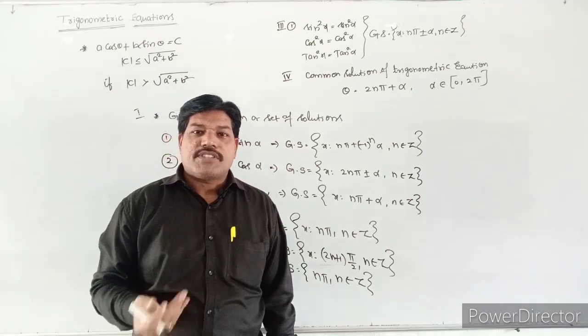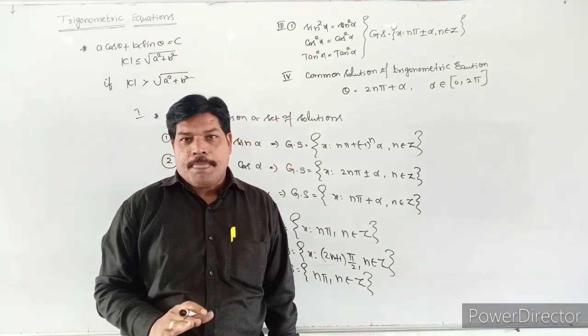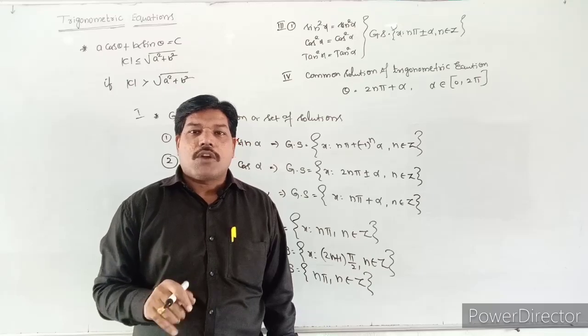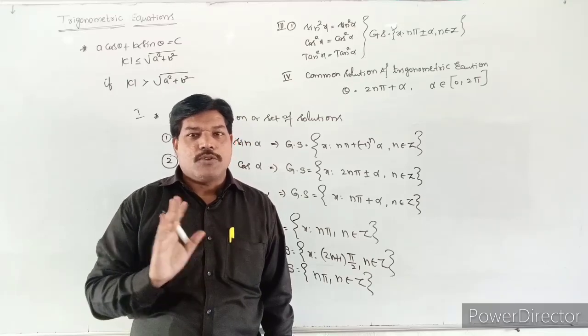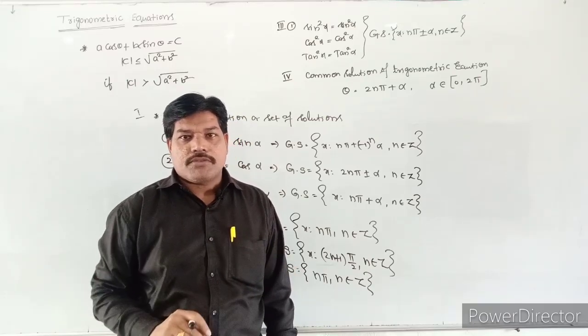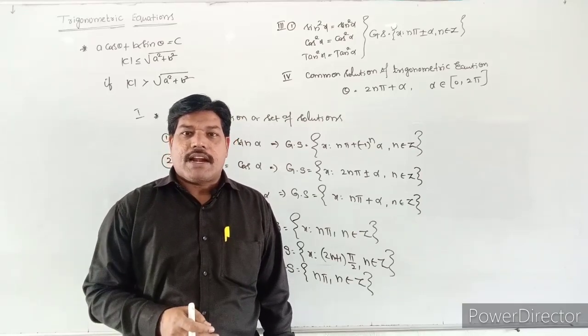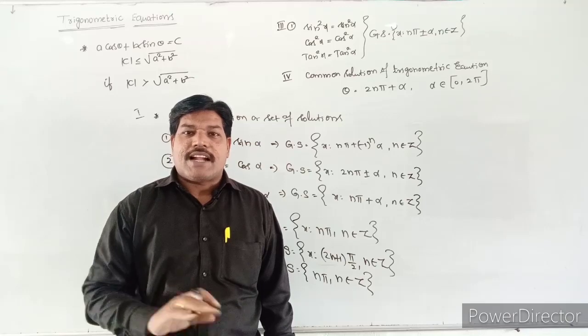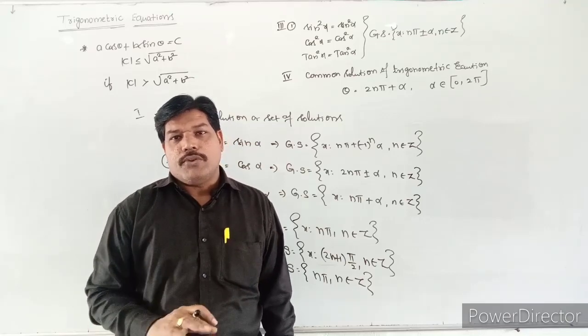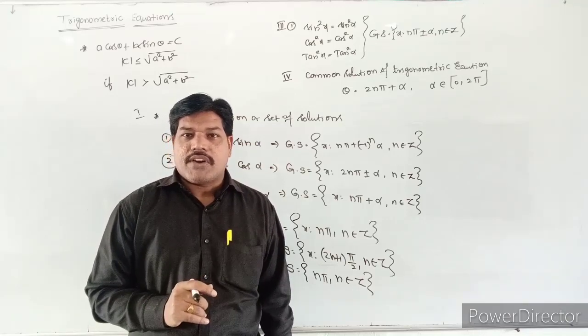So if the form A cos theta plus B sin theta is equal to C is there, and mod C is less than or equal to root of A square plus B square, then it has a solution. Then we will find it in the problems. Okay. If mod C is strictly greater than root of A square plus B square, in that case it has no solution. Do you understand that?